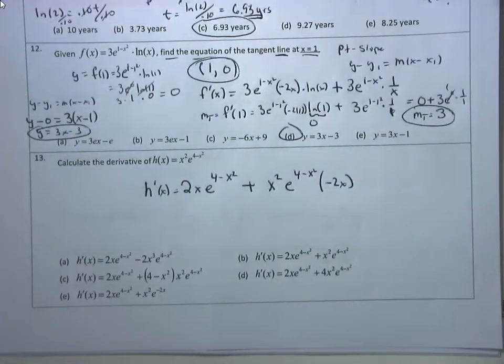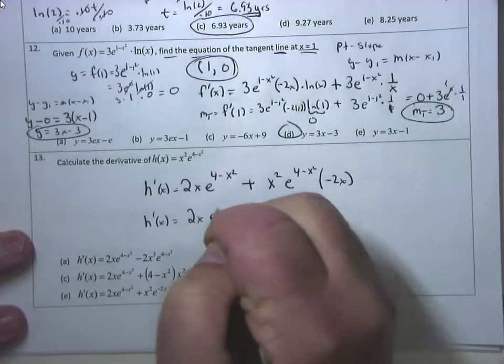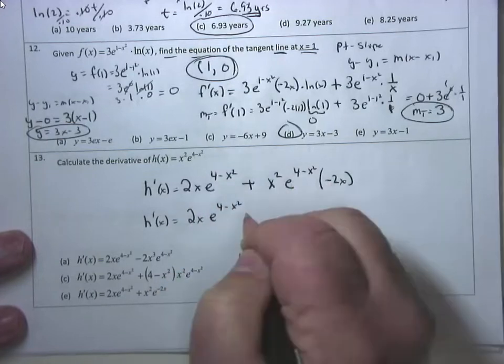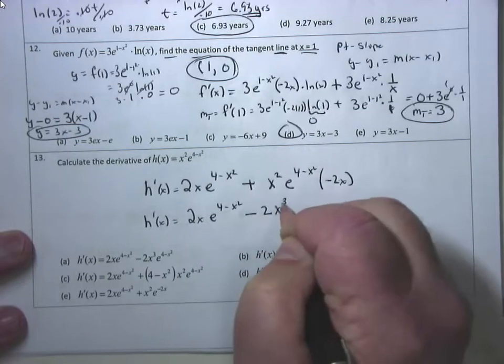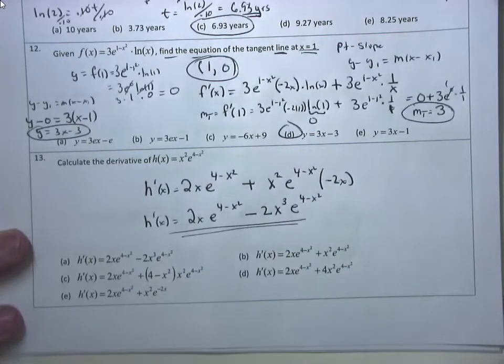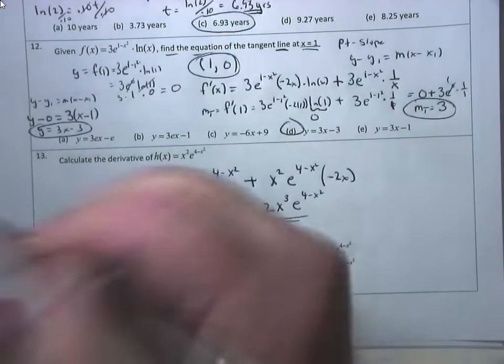Of course, you want to clean this thing up, so h prime of x is equal to 2x e to the 4 minus x squared. A positive times a negative is a negative. 2x squared times x makes it an x cubed, e to the 4 minus x squared. So there's my answer, which happens to be A on this particular problem.